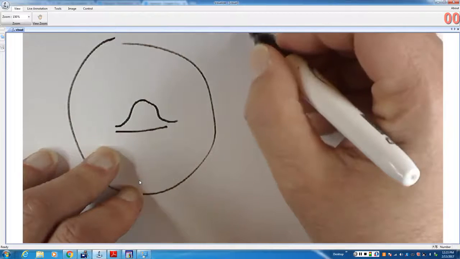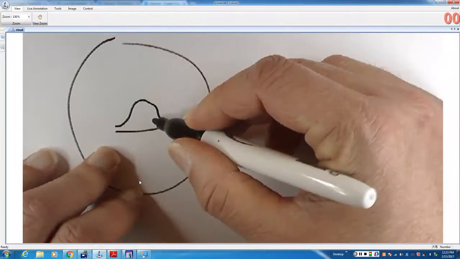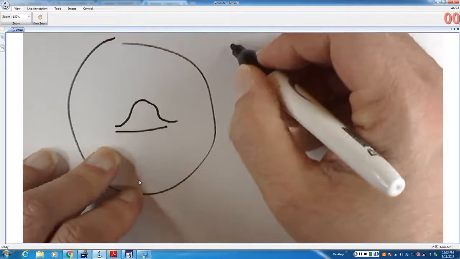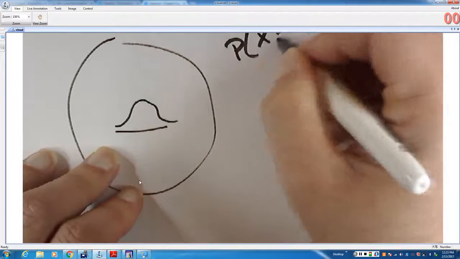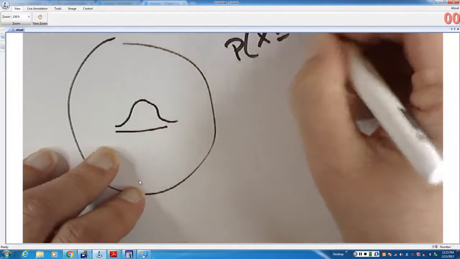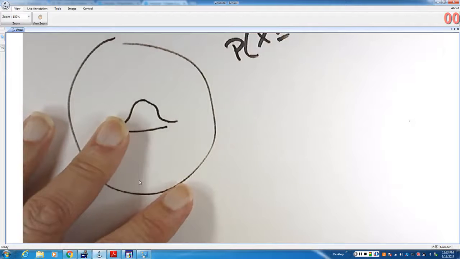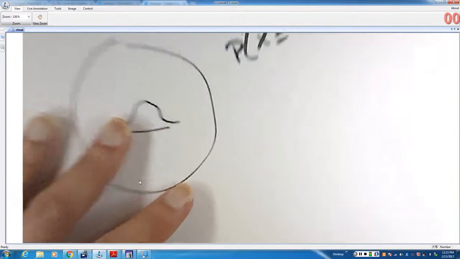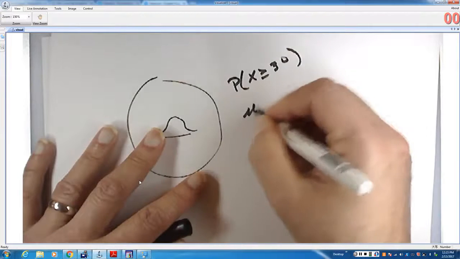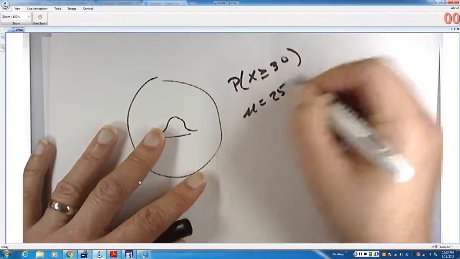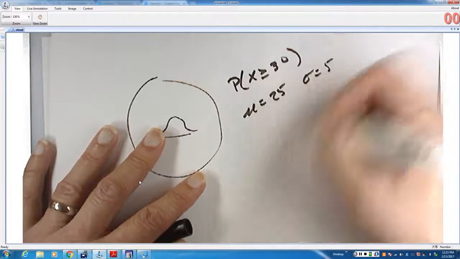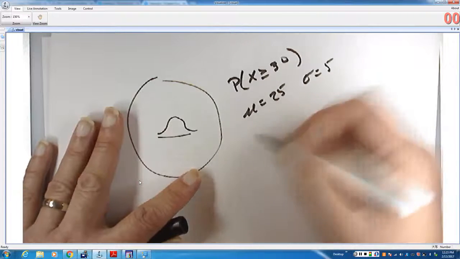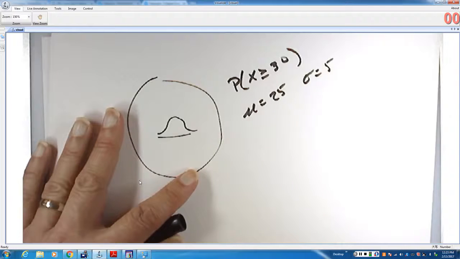So let's say that the population was normal, and we said, well, what's the probability that a value is going to be greater than 30? Now that's given that your mean was, let's say, 25, and your standard deviation was 5. Okay, so we want to find out what is the probability it's going to be greater than 30.